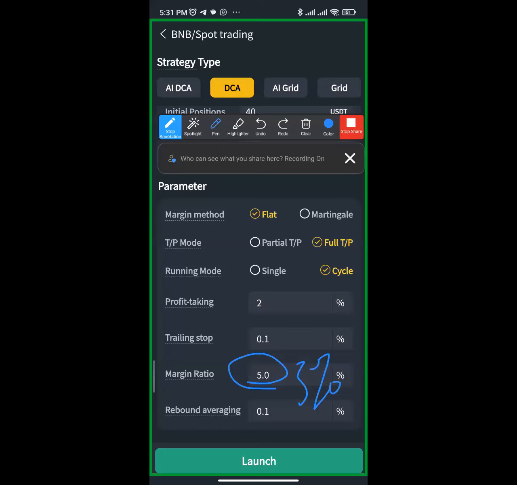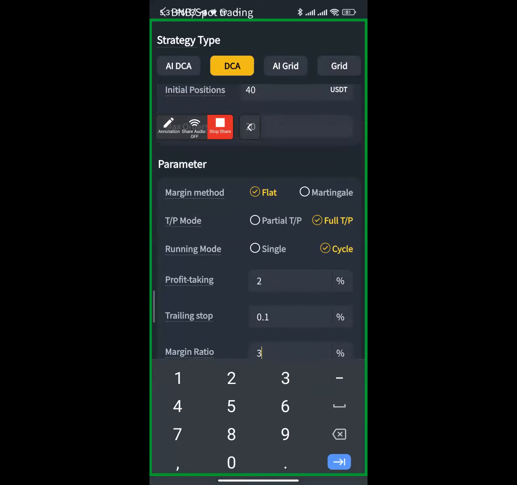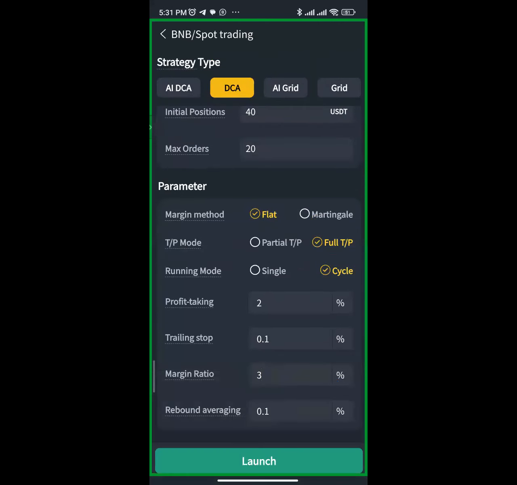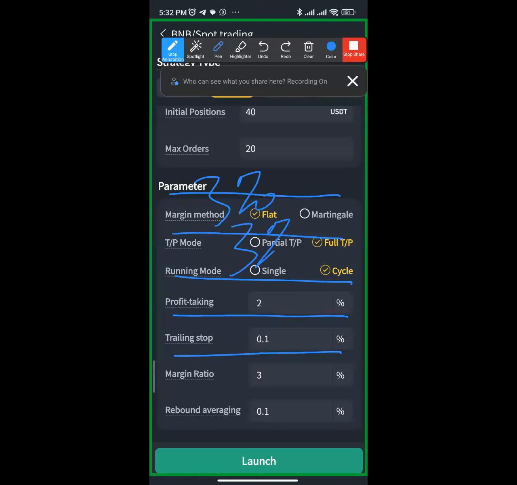So I will reduce it from 5% to probably 3%. This is me trading the BNB market. The margin ratio is different from other markets because I know BNB is not that volatile, so I will put a 3% margin ratio. Why am I doing this? So that when the market is proceeding downwards, this is the market. Remember, the maximum order is 20. So for every 3% drop, the robot will buy in this market.